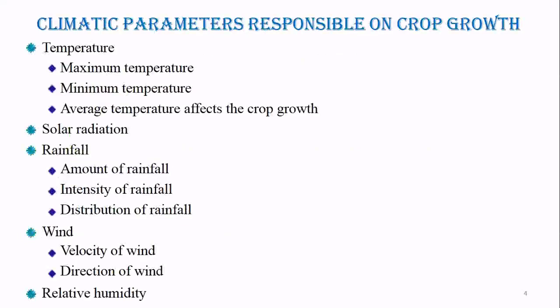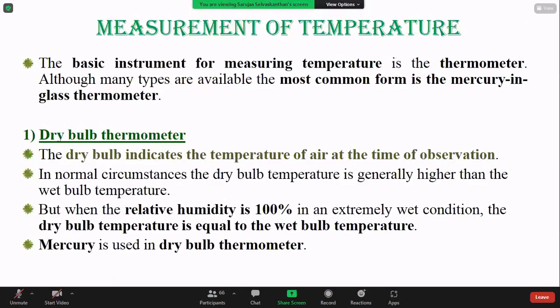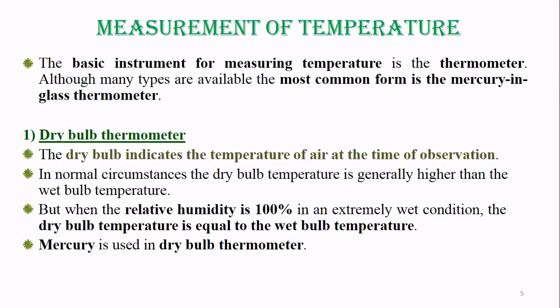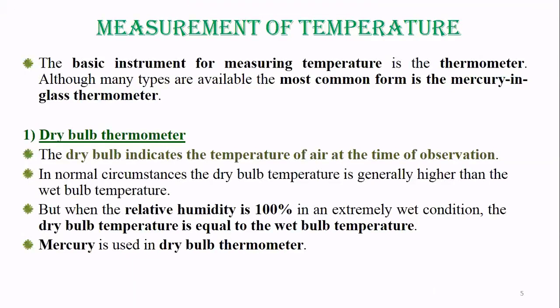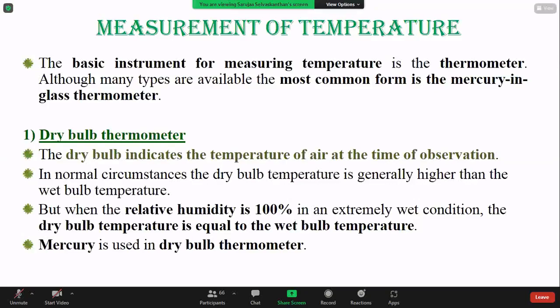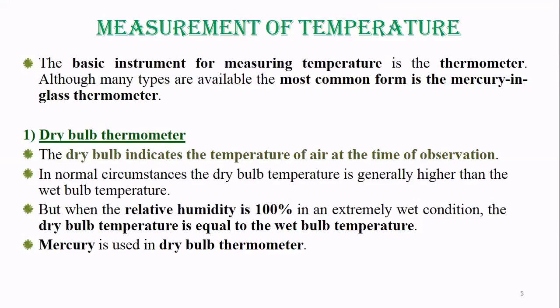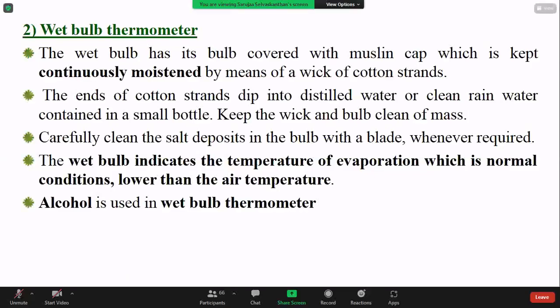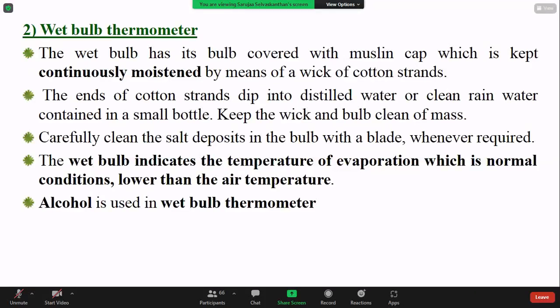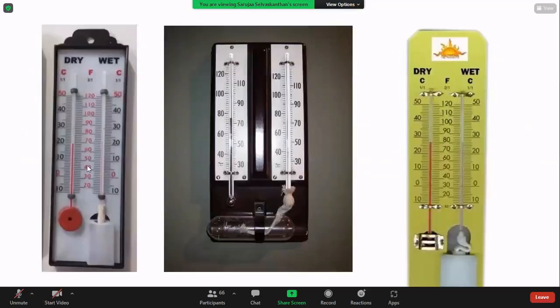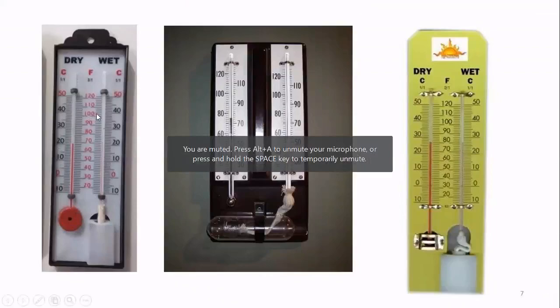Then relative humidity. Then measurement of temperature. In the measurement of temperature, dry bulb temperature. What is the dry bulb temperature reading? When the dry bulb temperature and the wet bulb temperature give an equal reading, the relative humidity is 100. Okay, what is wet bulb temperature? How will it be wetted? And why is there a reduction of reading in the wet bulb compared to the dry bulb?